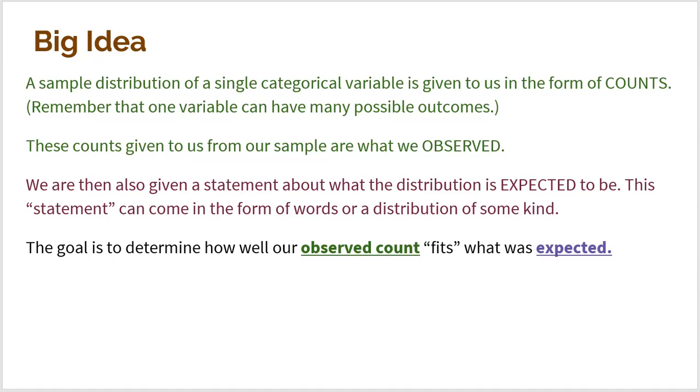We are then also given a statement about what the distribution is expected to be. So you're not only going to be told what the observed data was, but you're also going to be told what the data was expected to be. This statement can come in the form of words or maybe a distribution of some kind. The goal is to determine how well our observed counts fit with what was expected. I know this may still seem a little new and a little confusing, but once we get through a couple of examples, it will make so much sense, trust me.